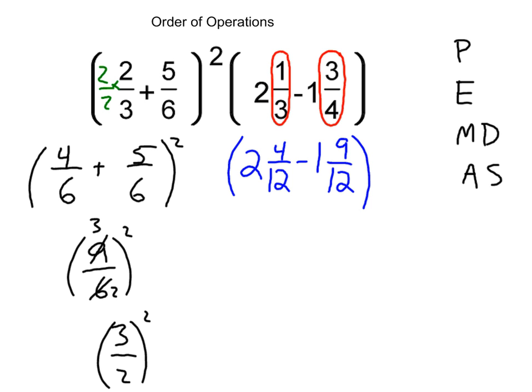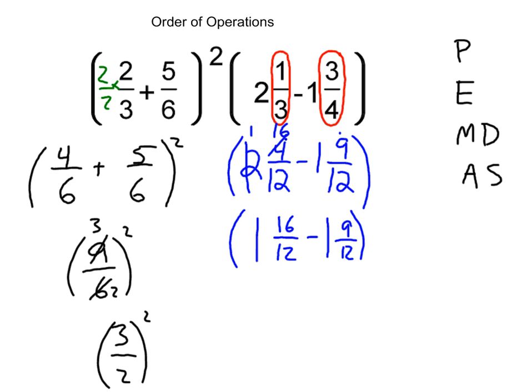Now we can't do this subtraction because 4 is smaller than 9. So we have to borrow. So we'll borrow from the 2 to make it a 1. And we'll add 12 to the numerator. 12 plus 4 is 16. So let's rewrite this. This is 1 and 16/12 minus 1 and 9/12.